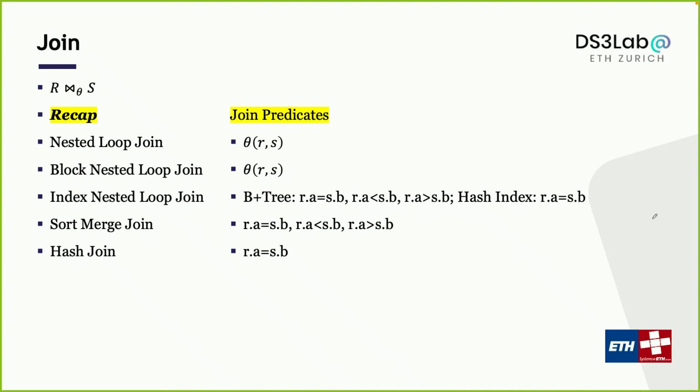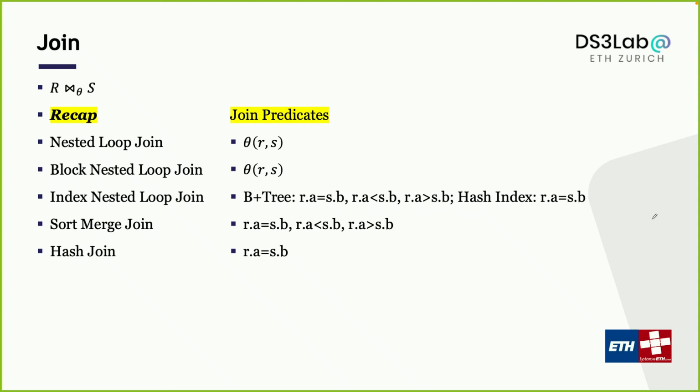You can just check arbitrary kinds of things. And also for the block nested loop join, you don't have too many assumptions on the join predicate. When we talk about index nested loop join, the predicate needs to be something that your index can actually support. Otherwise, I don't know how to probe it. For a B plus tree, you can do equality, larger than, smaller than, that type of thing. For the hash index, you can only do an equality check.